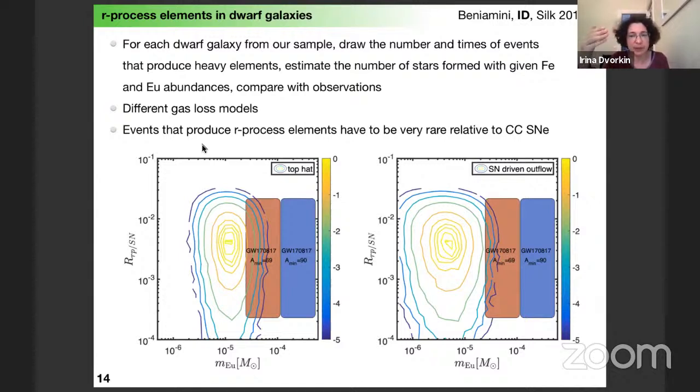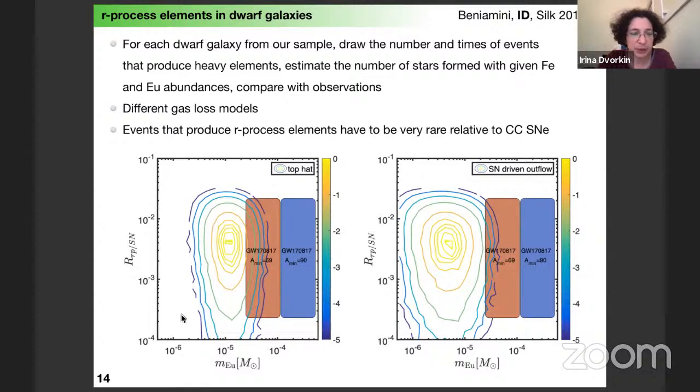on the rate of this unspecified event and the mass per event. So what we did, again based on this model in the previous slides, was take a selection of dwarf galaxies and draw the number of events that produce r-process elements and the random times at which they were set off. For each galaxy, of course, we also estimate the number of stars that had to form before the event took place, given the iron abundance, and we compared it with the observations of iron and europium in each galaxy. In fact, for all the galaxies except for Reticulum 2, there was only an upper limit for europium. For Reticulum 2, it was the actual measurement.